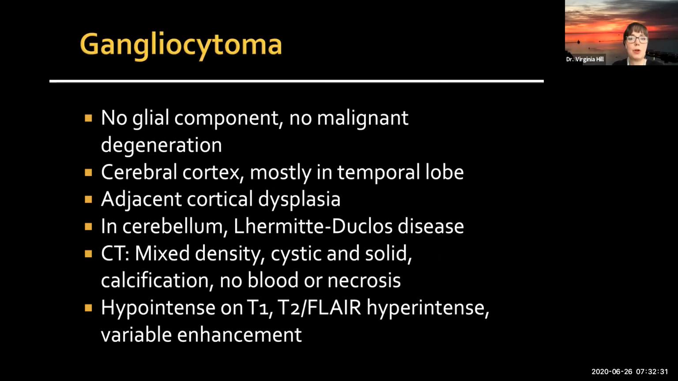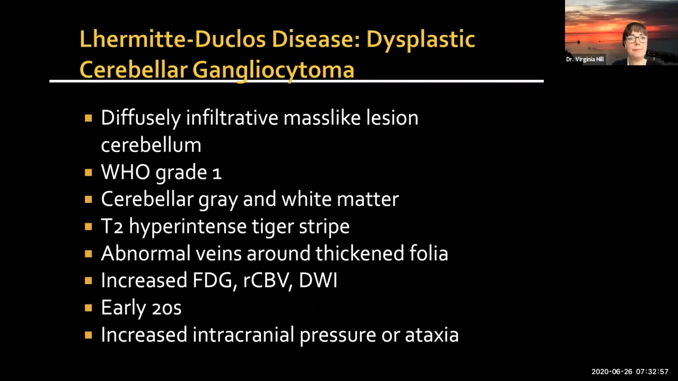Gangliocytomas have no glial component and no malignant degeneration. They involve the cerebral cortex, mostly in the temporal lobe. There can be adjacent cortical dysplasia. In the cerebellum, this is what constitutes Lhermitte-Duclos disease. CT will show mixed density, cystic and solid appearance with calcification, no blood or necrosis. They are hypointense on T1, hyperintense on T2 and FLAIR, with variable enhancement.